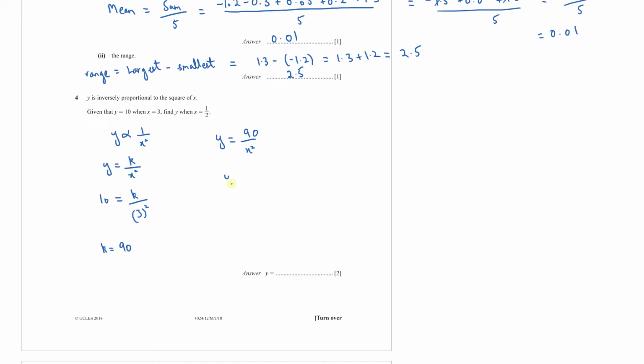K is 90. So y equals 90 over 1 by 2 squared. 1 over 2 squared is 1 over 4. So this becomes 90 divided by 1 over 4. If I change this to a multiply sign, I'll take the reciprocal. So this becomes 4. And 90 times 4 is 360. So your answer here will be 360.